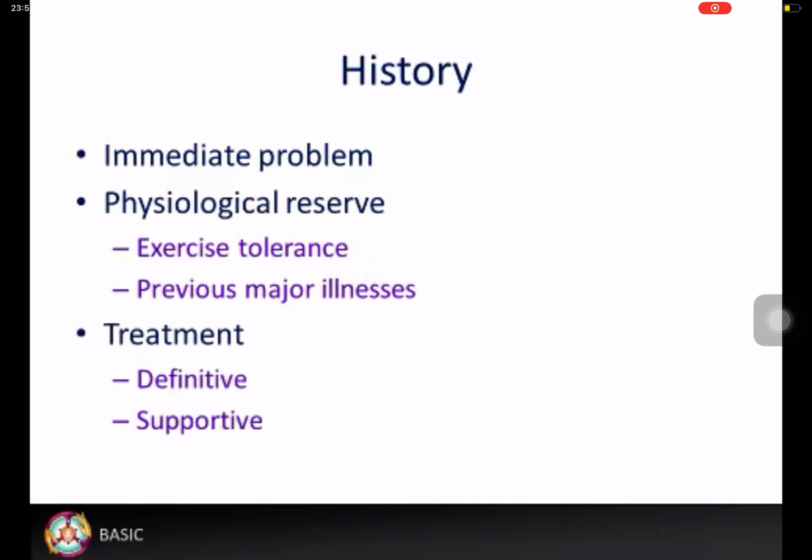It is also very important to know what treatment is being given, both treatment of the underlying disease and supportive treatment. This point is often missed or its significance not understood.